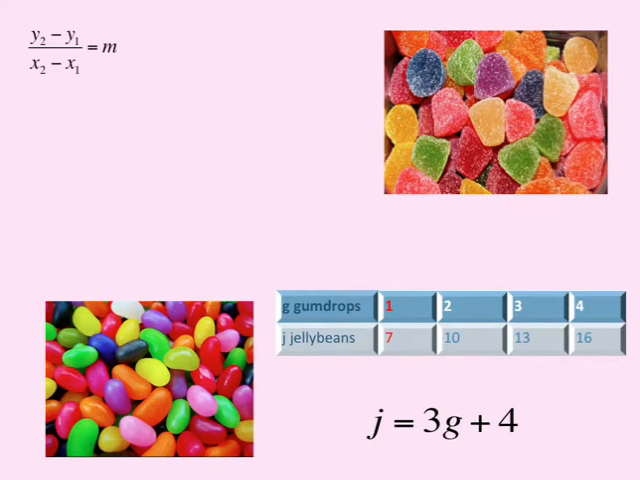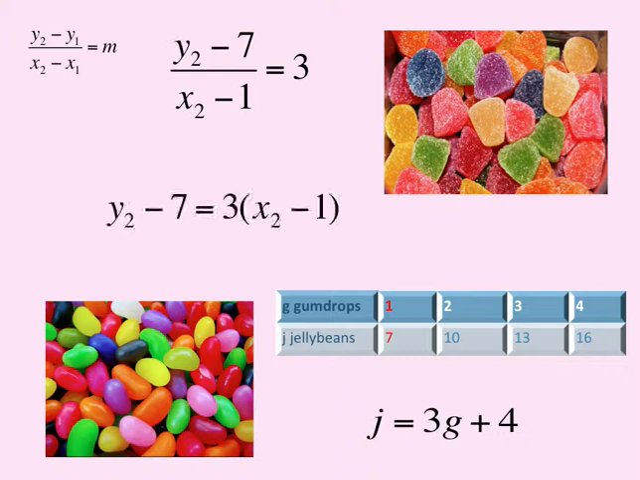Likewise, if I take the equation j equals 3g plus 4 and choose one single point, x sub 1 is equal to 1 and y sub 1 is equal to 7, then I can substitute into the same slope formula, knowing that the slope is 3, multiply by the denominator as I did before, and I get the point-slope form of this linear equation, which is y sub 2 minus 7 equals 3 times the quantity x sub 2 minus 1.